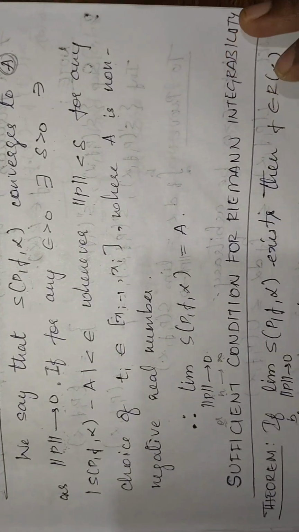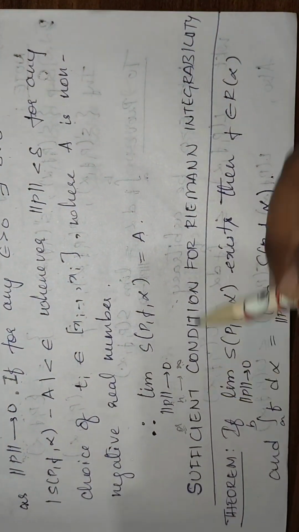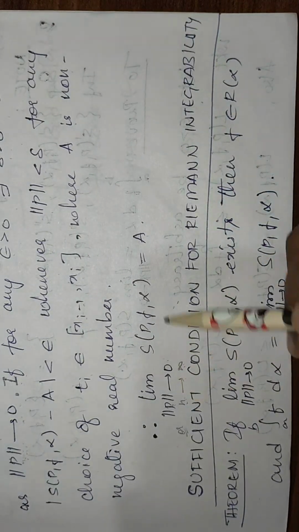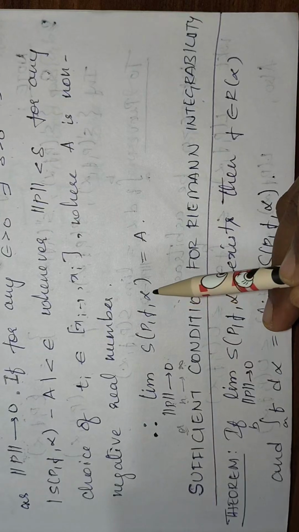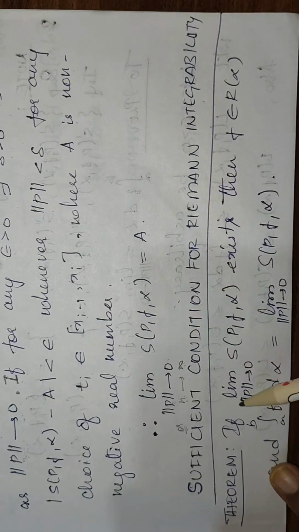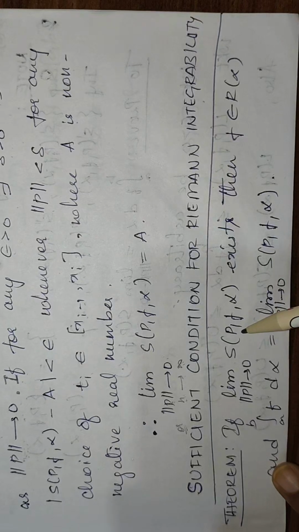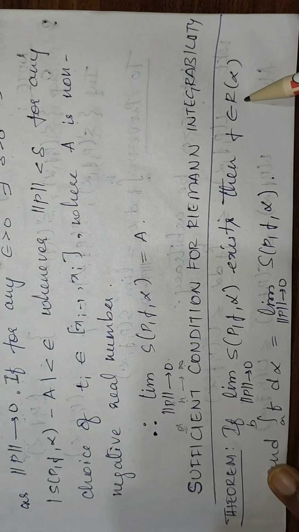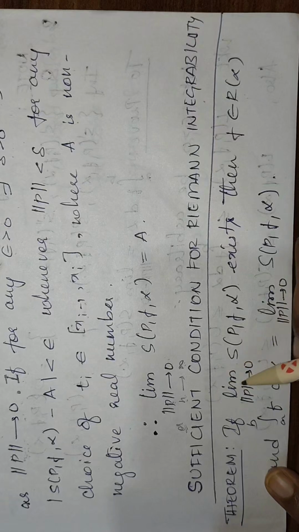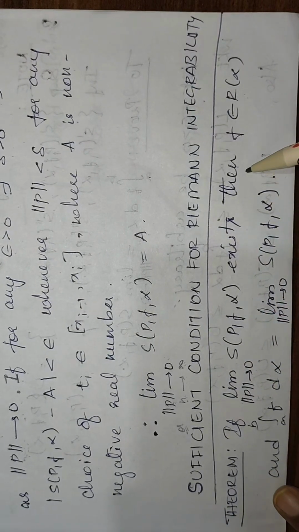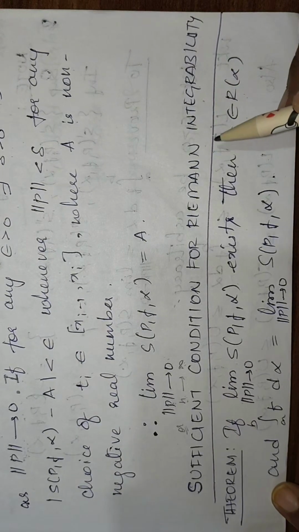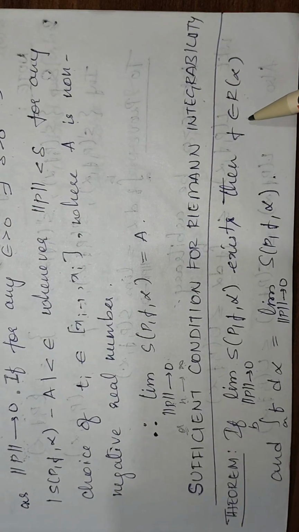And also you have a theorem based on this: a sufficient condition for Riemann integrability. And here in this sufficient condition, we include this limit of sum. So if the limit of S(P, f, alpha) as norm P tends to 0 exists, then f belongs to R of alpha. See here, if this converges to some point, then f is said to be Riemann integrable.